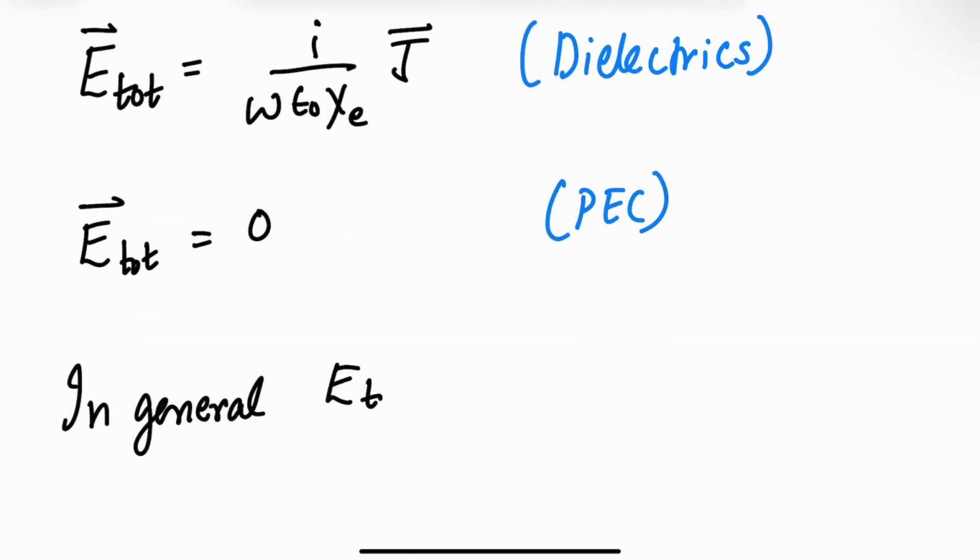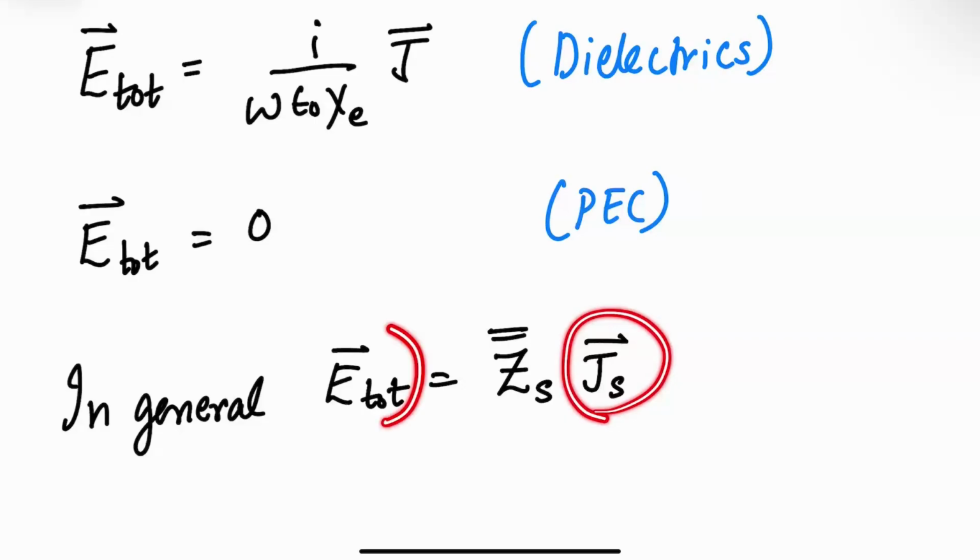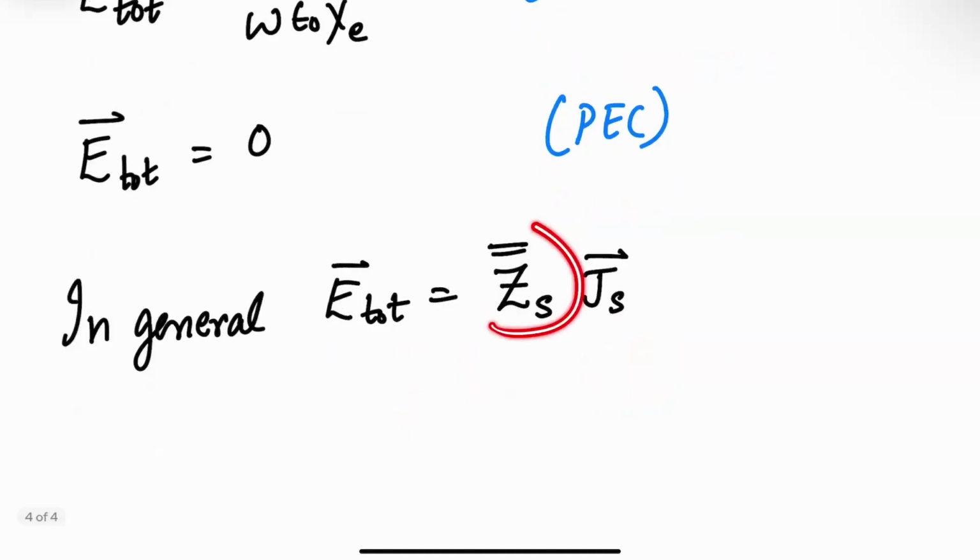So this is the point relationship. At every point, this is true. E total is some Z matrix times JS. Right? Because we're essentially relating one vector to another vector. And we saw that two vectors essentially are related by a matrix. We know that, right? So I'll write it in general like this, ZS.